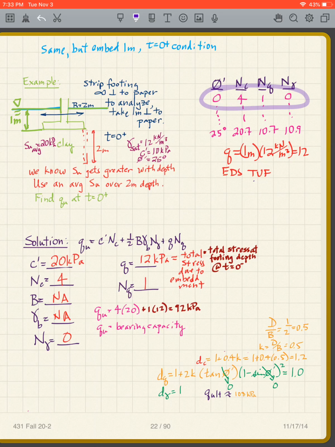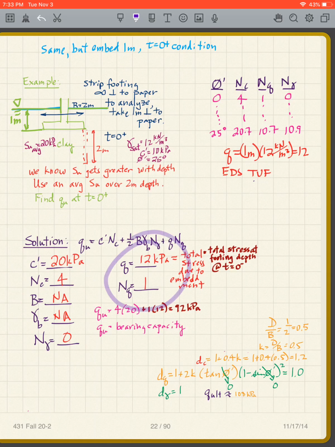Again, N gamma is 0, so I don't need that one. NQ is 1, NC is 4. So I get all of those, and then all I have to do is, like we said before, the intercept is 20 kilopascals. I'm using the SU, 20 kilopascals right there.